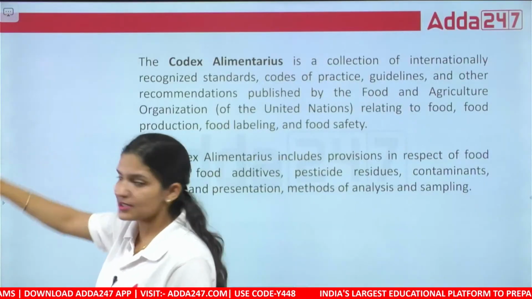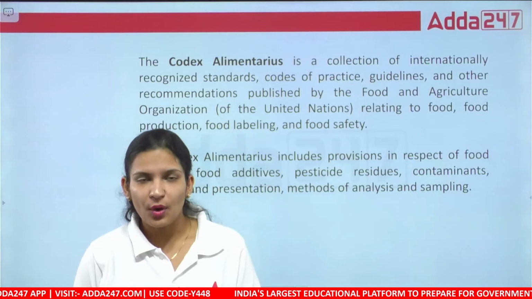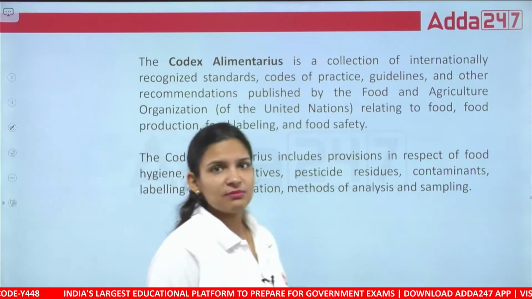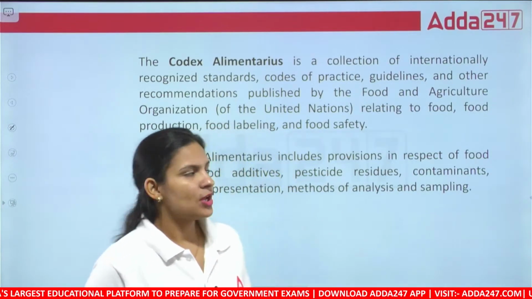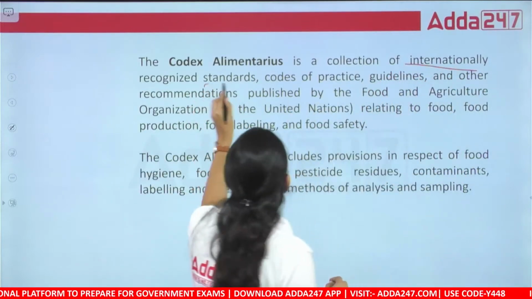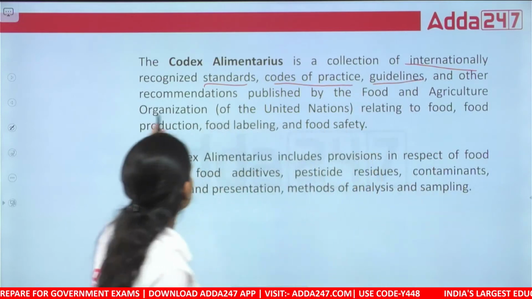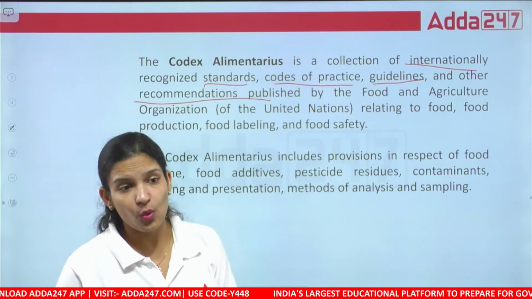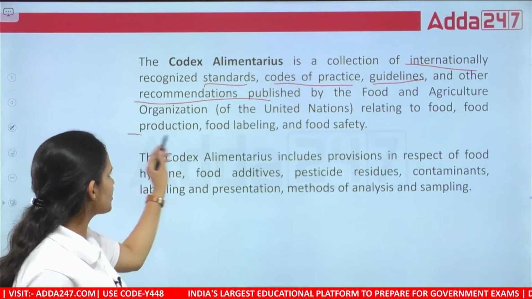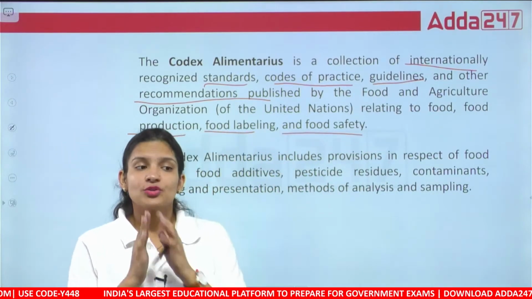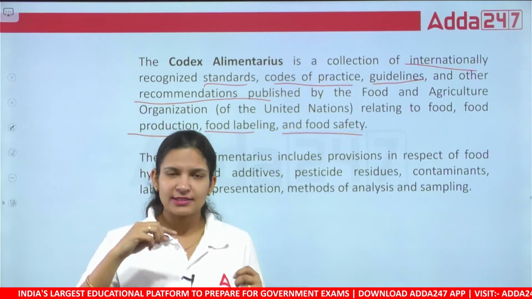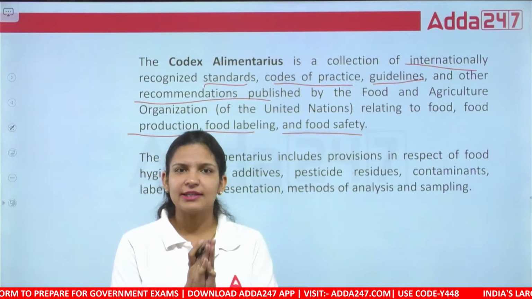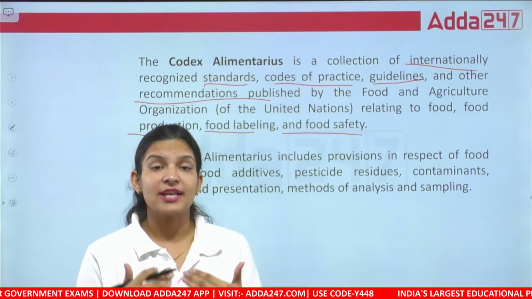So first is, what is Codex Alimentarius? It is a collection of internationally recognized standards. So it's not only about India, it's the international standards, guidelines, codes of practice, and other recommendations published by the Food and Agriculture Organization, which is FAO, relating to food production, labeling, and food safety. So there's a list of guidelines, standards that have to be maintained in the international markets, and these guidelines are called Codex Alimentarius.